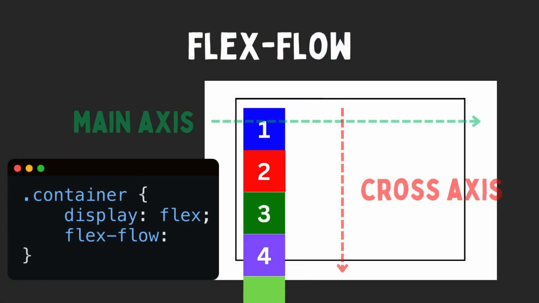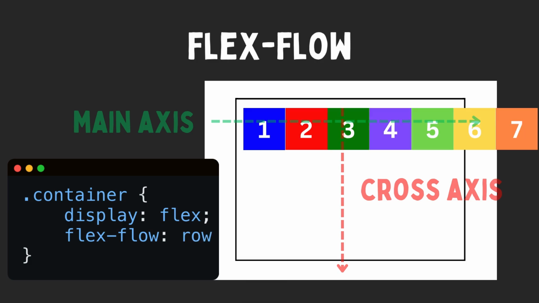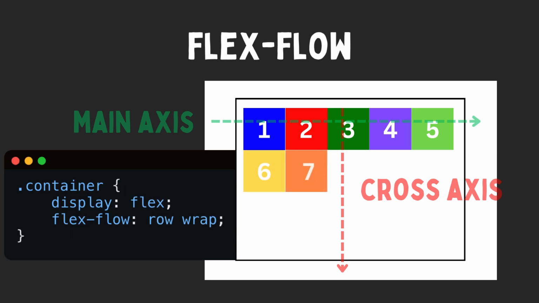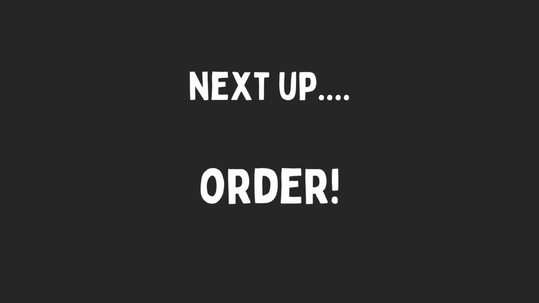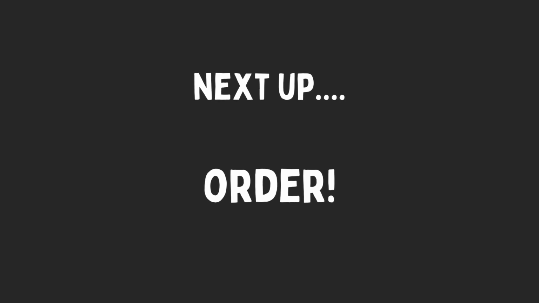Flex flow is a quick and powerful way to manage the layout flow of your items. It combines the power of flex direction and flex wrap into a single property, giving you clean, concise code. In the next section, we'll explore the order property, which allows you to rearrange flex items without changing your HTML structure.